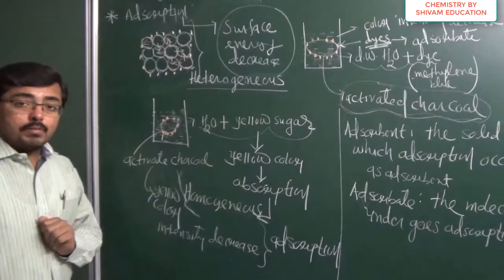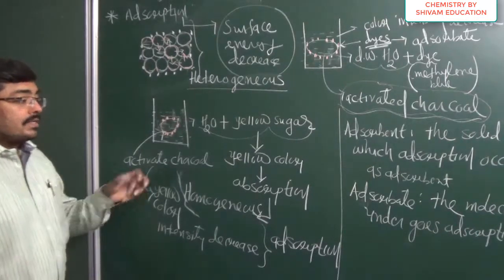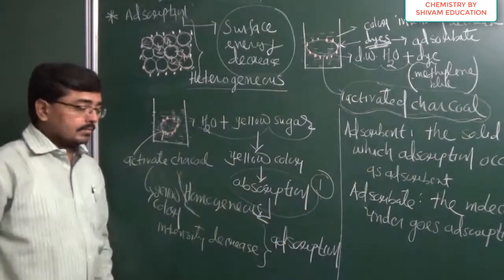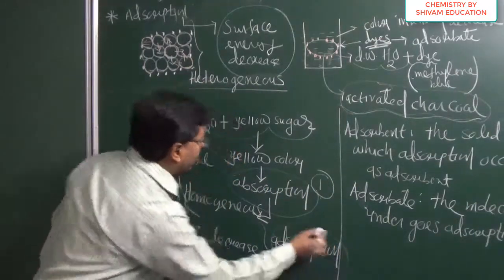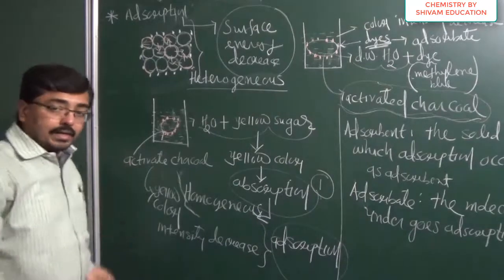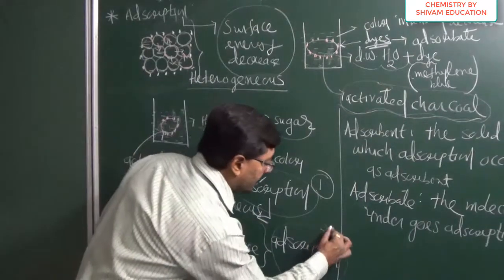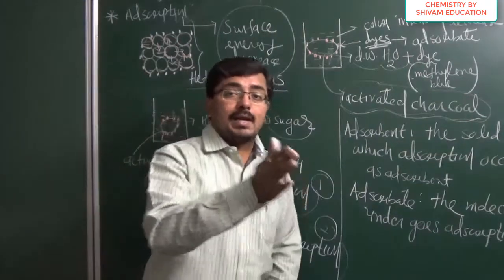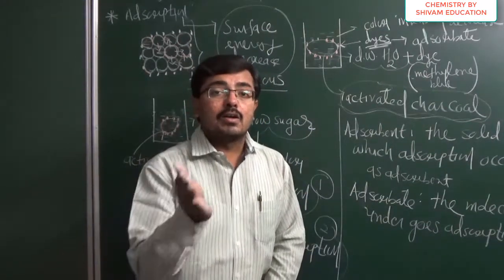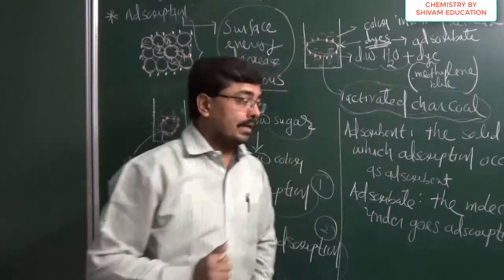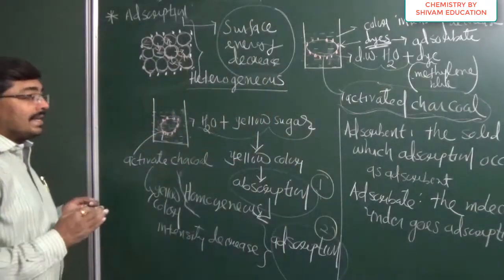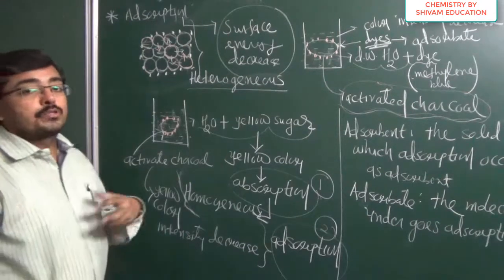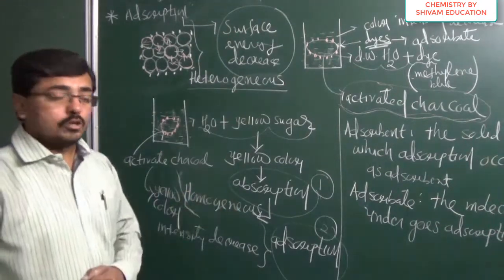So now you observe that first, when we added sugar, absorption occurs. After this, when we added activated charcoal, the color intensity decreased, so this phenomenon is adsorption. So sometimes absorption and adsorption phenomena occur one by one in our container. Then it is considered as sorption.